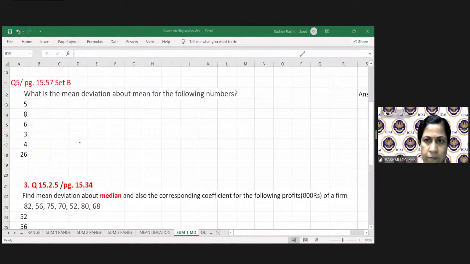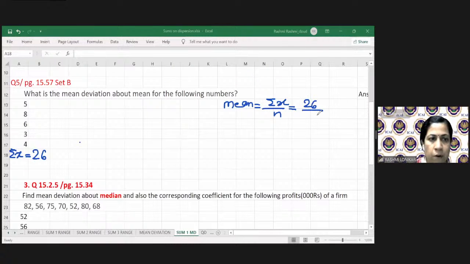So these are the numbers. These are the 5 numbers: 5, 8, 6, 3, and 4. Okay, these are the numbers. Now what do I have to do? I have to find out summation x. यहां मैंने लिखा समेशन एक्स कितना आया 26। अब मुझे निकालना है मीन। मीन इज इक्वल टू summation x upon n. Summation x is how much? 26 upon n is 5. So how much is 26 divided by 5? That is 5.2.